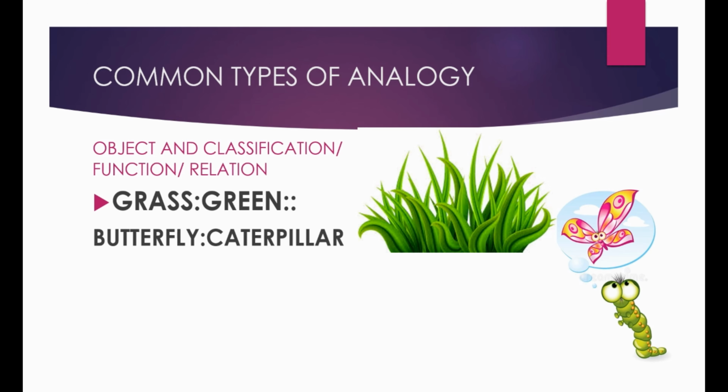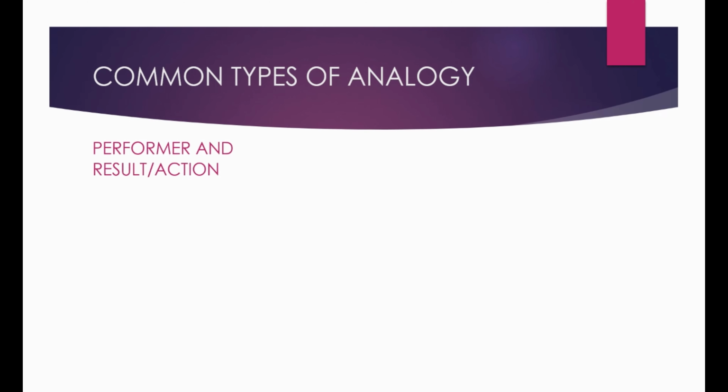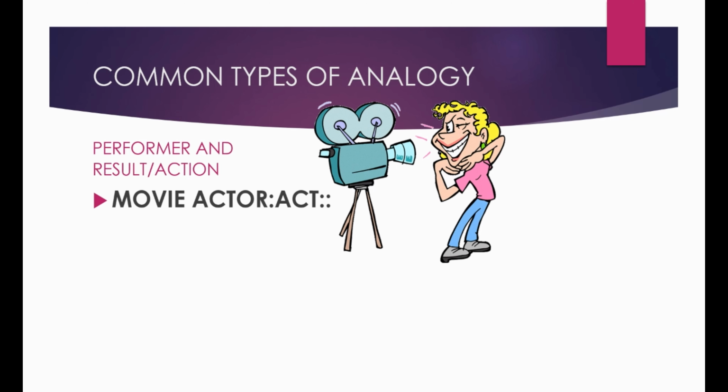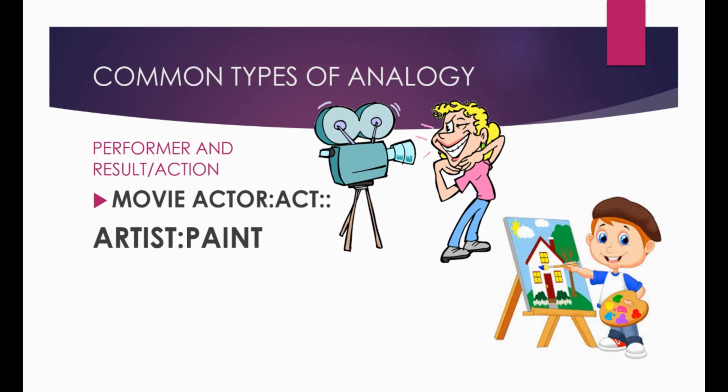Moving on, we have another type of analogy, the performer and result or action analogy. Like when you say, a movie actor is to act, as an artist is to paint. So what a movie actor does is act, and what an artist does is paint. Do you have a performer and result analogy? Can you think of your own example?